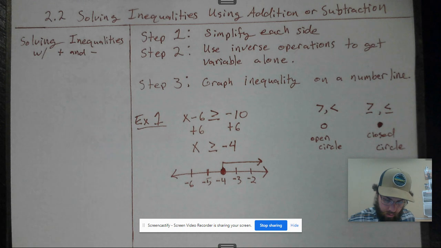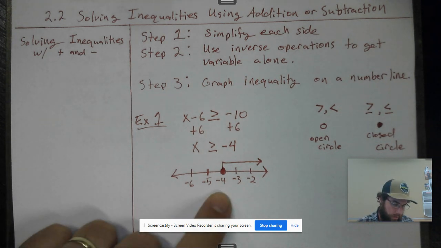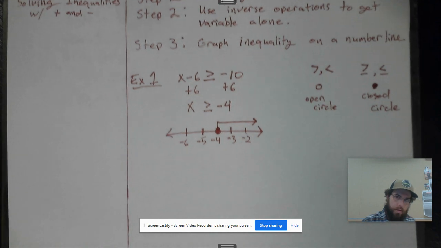This closed circle. So here is an example where we use the addition property of equality on both sides and then graphed it on a number line. Let's do example 2.